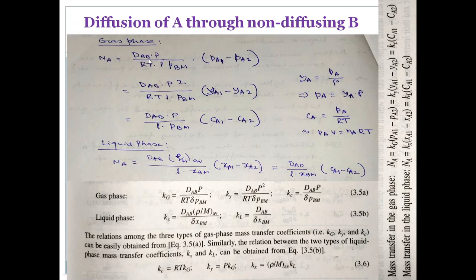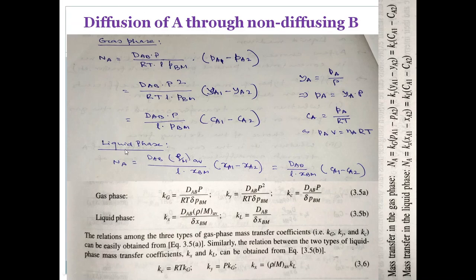NA equal to DAB P by RTL PBM into PA1 minus PA2. Already we derived this equation for molecular diffusion. Okay, and then if you take this into y1 minus y2, then it will be P square by RTL PBM. And if you take the concentration CA1 minus CA2, that will be that expression. Already we have derived this equation when we calculated this molar flux in case of molecular diffusion, and that was with L.